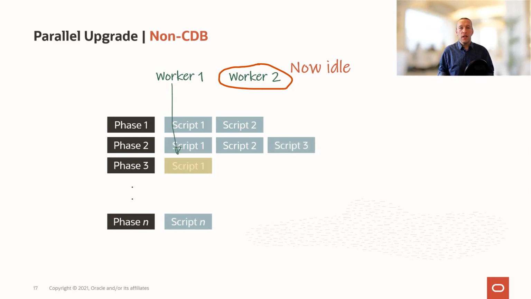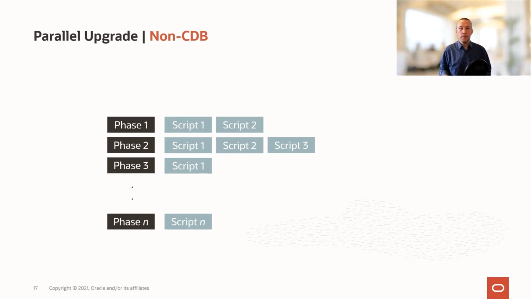In the next phase, there's only work for parallel process or worker number 1 because there's only 1 script in this phase. It's a serial phase. So again, worker 2 is just sitting there idling. So even though you add more parallel processes to an upgrade, you might not see that it scales linearly because there are times when some of the parallel processes are idle.